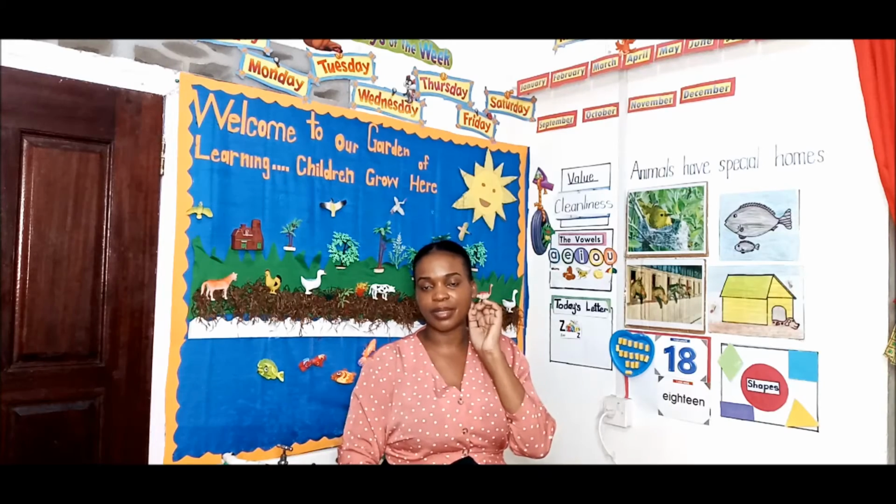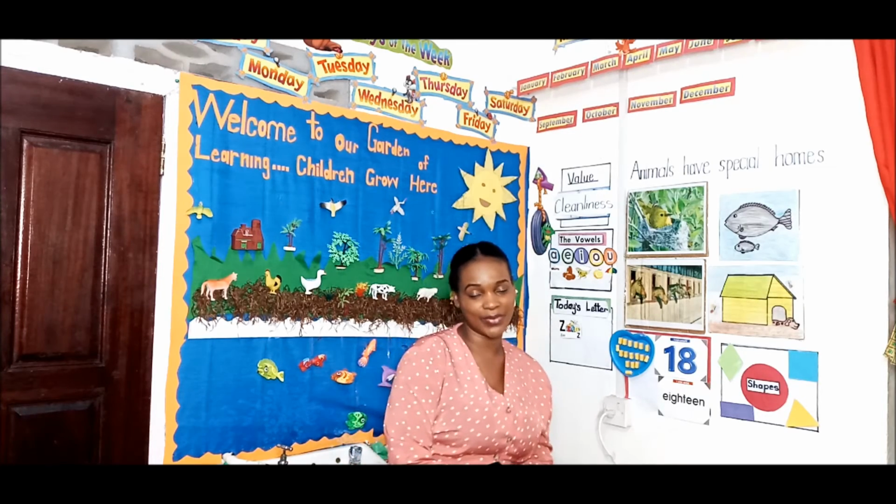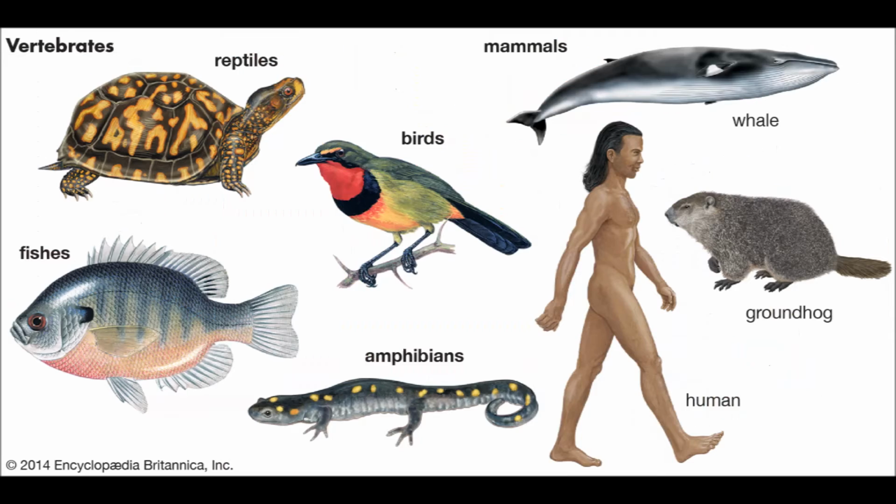The dog is a vertebrate because it has a backbone. Okay, boys and girls? So now we're going to look at a picture of animals with backbone and animals without backbone. A picture or a video. Okay? Let's look at that.